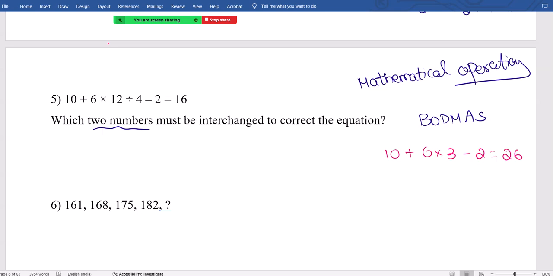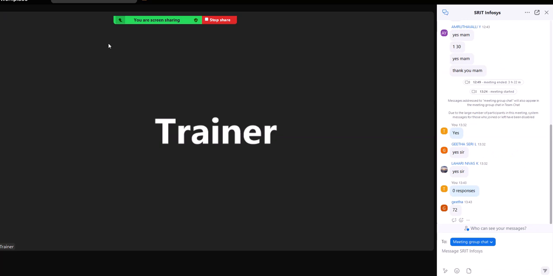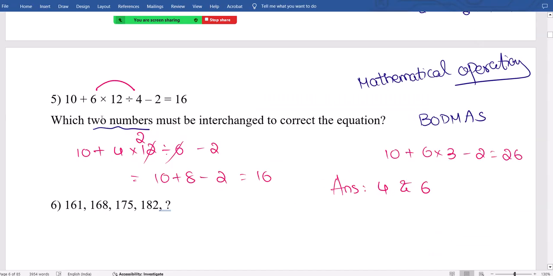They'll give the options actually, right? If 4 and 6 are interchanged, in place of 6, put 4, and in place of 4, put 6. Then solve this: 2 times 10 plus 8, 18. 18 minus 2, 16. So the answer will be 4 and 6 or 6 and 4. If you interchange them, then the equation will be entirely correct. This is the interchange required: 4 and 6 must be interchanged.